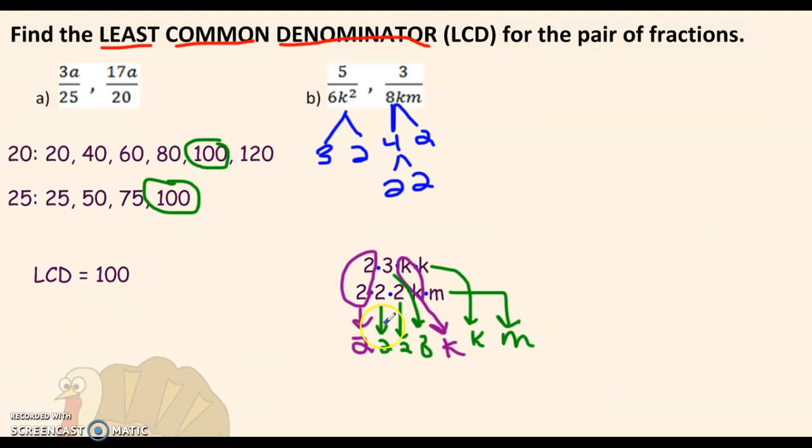So we've got 2 times 2, so that's 4. 4 times 2 is 8, and 8 times 3 is 24. K times K is K to the second power, and we have our M. So the least common denominator of 6K squared and 8KM is 24K squared M.